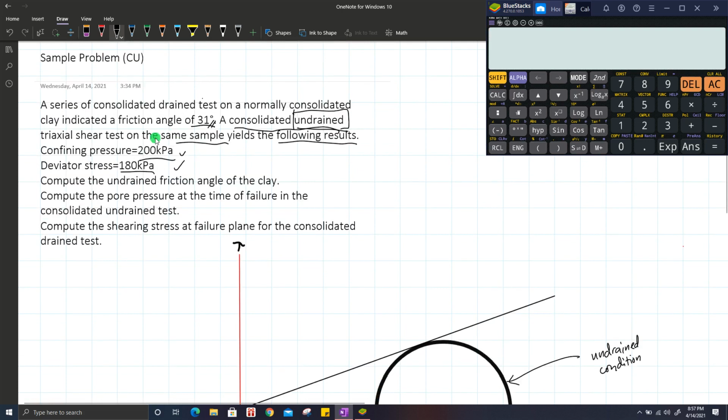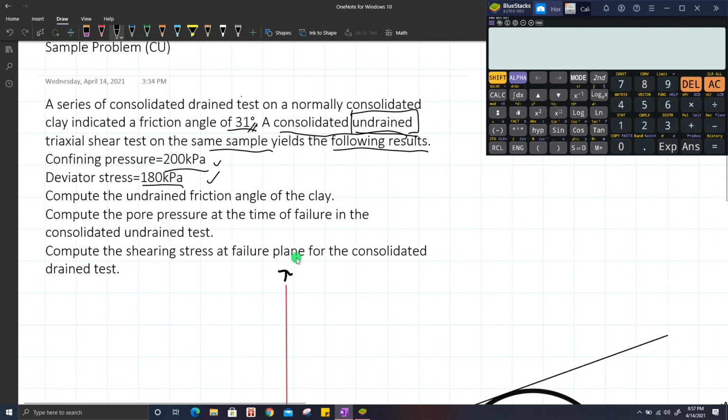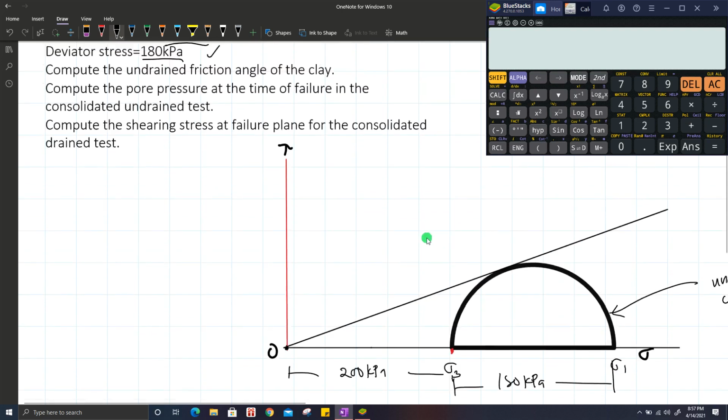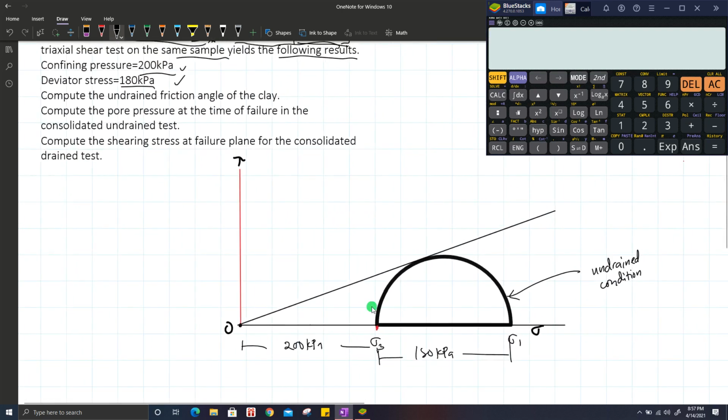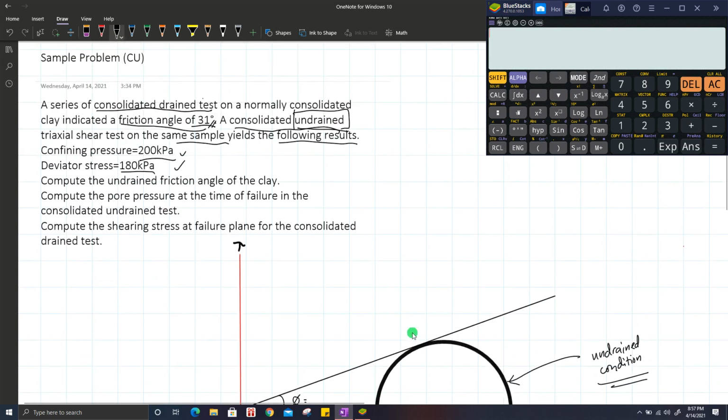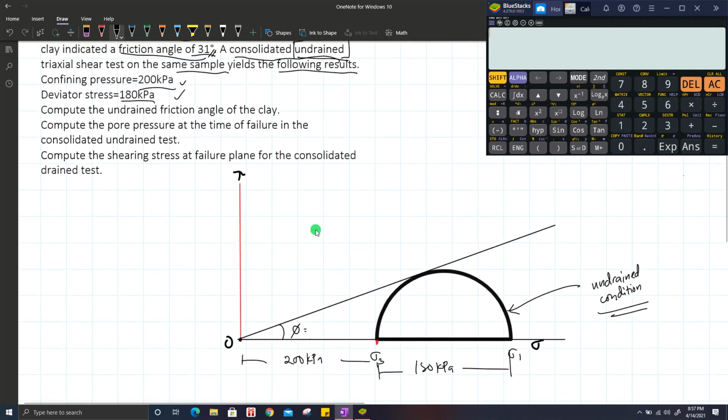So kanina may na-mention tayong given na consolidated drained test, yung unang kinandak, at yung nakuha nilang friction angle ay 31 degrees. So yung 31 degrees na yun guys ay hindi yun pwede dito sa nakuha nating failure envelope. Kasi itong angle of internal friction na to ay para to sa undrained condition. So yung 31 degrees na yun ay para yun sa drained condition.